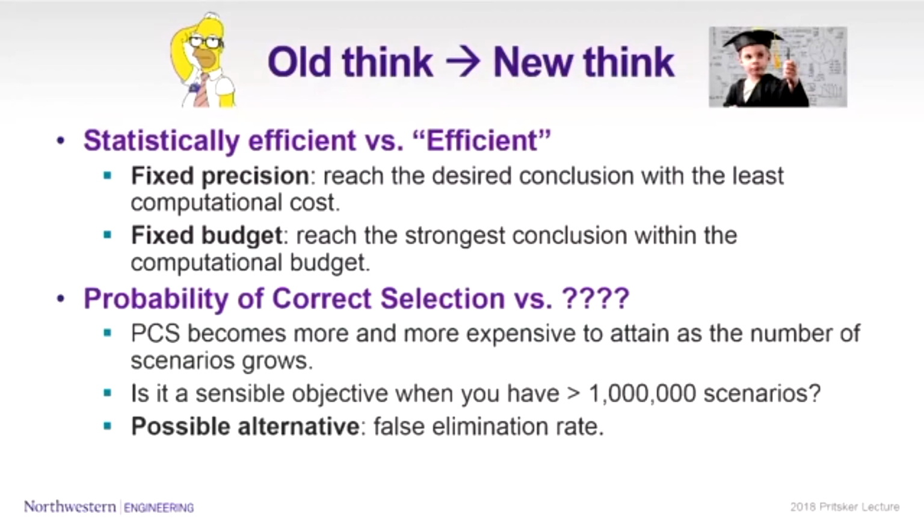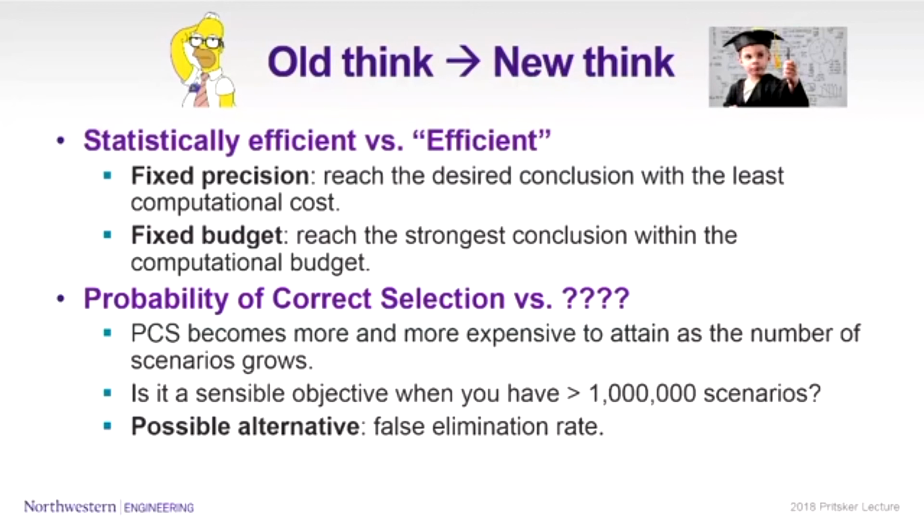Probability of correct selection versus what? So as I said a minute ago, probability of correct selection becomes more and more expensive the more alternatives you've got. If I've got 1 million plus alternatives, do I really want to drive this in order to find one particular one? Well, maybe with Ragu, the Jackal, I might want to do that. But in general, in an industrial problem, I might like to very quickly find the good ones, the ones that are worth considering, and get rid of a lot of the others very fast and very efficiently.